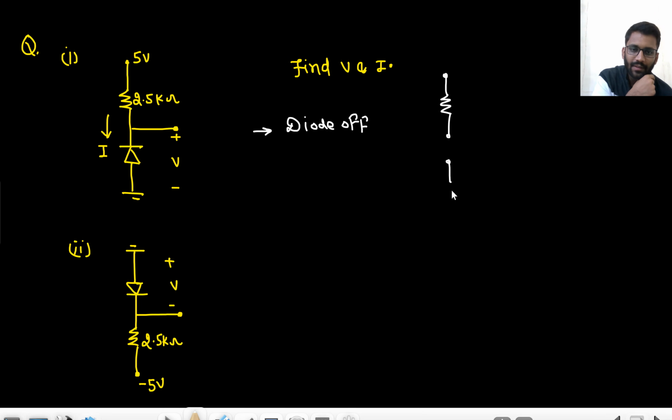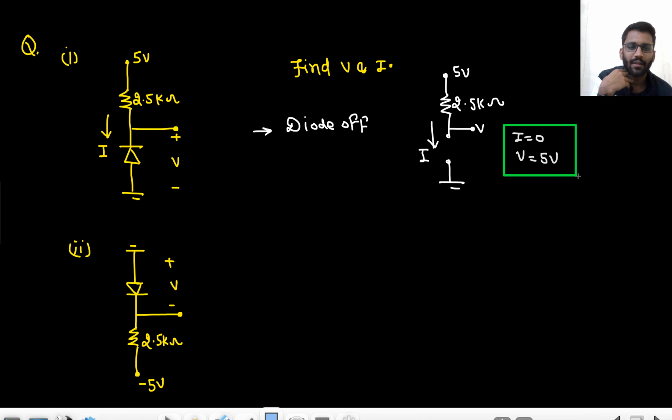So this is the condition, right? This is 2.5 kilo ohm. This is 5 volt and the diode is off. Current is 0, so current I is 0. What is the potential? This is the potential V, and potential V is 5 volt. Right? Now, current is 0 and potential V is 5 volt because the current in the resistance is 0. That means V will be equal to 5 volt only, because this 5 volt will come downward.